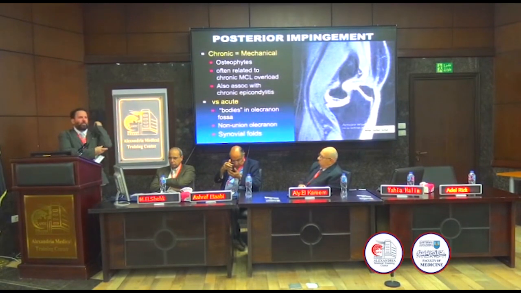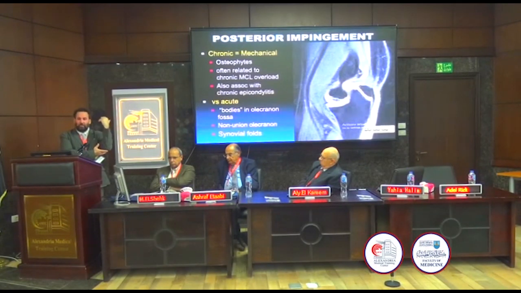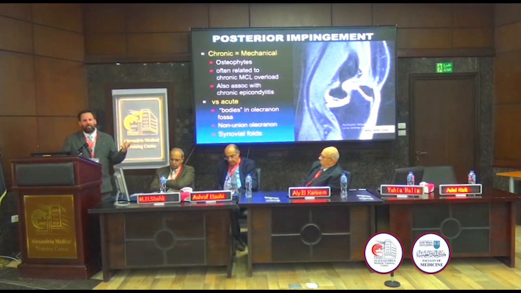So in the elbow, you could call this hyperextension impingement, because it occurs when you extend. Or posterior impingement, because anatomically, the block is posterior. Either of those conventions is acceptable. Now you can get this when you have a Salter 1 fracture, typically a stress fracture in throwing athletes. This was a little league pitcher. You can get it from a thickened plica, like I showed you. You can get it from posterior bodies in that recess, which I also showed you. Or you can get it from osteophytes.